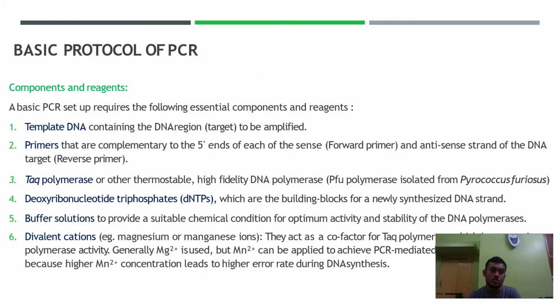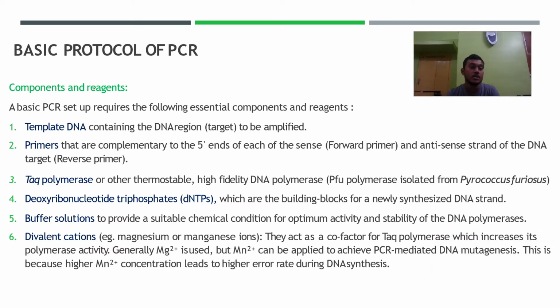Moving on, talking about the basic protocol of PCR and how it is carried out. Components and reagents of PCR include the template DNA, which contains the DNA target to be amplified. Template DNA is the most important thing in PCR. Without the template DNA, the PCR reaction is unable to find that particular target region of the DNA. After template DNA, we have the primers.